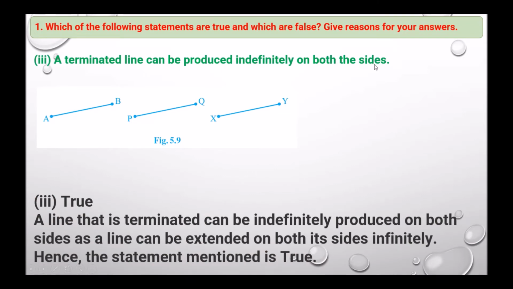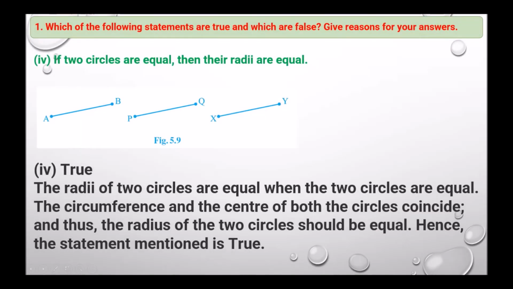A terminated line can be produced indefinitely on both the sides. True. A line that is terminated can be indefinitely produced on both sides, as a line can be extended on both its sides infinitely. Hence, the statement mentioned is true.